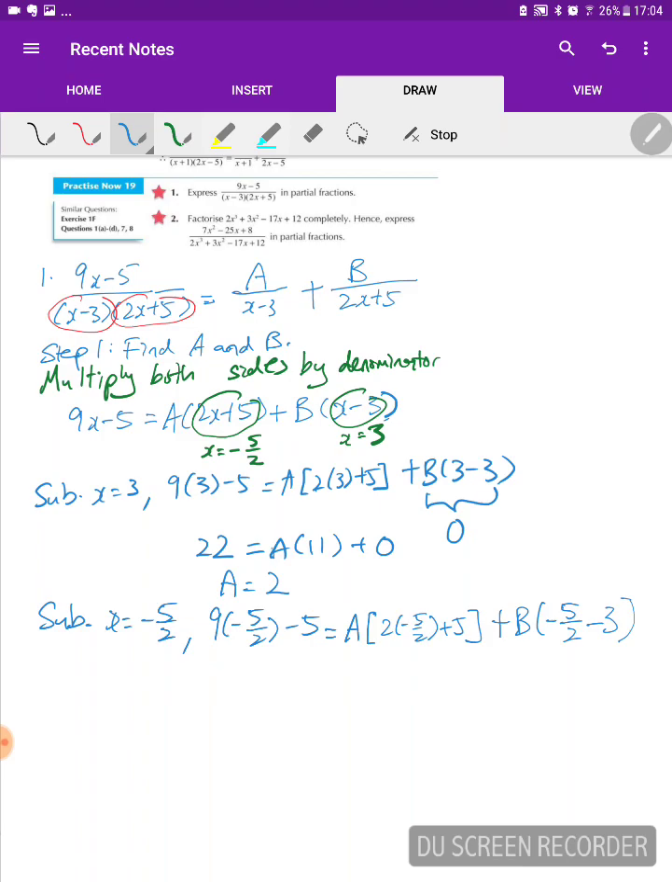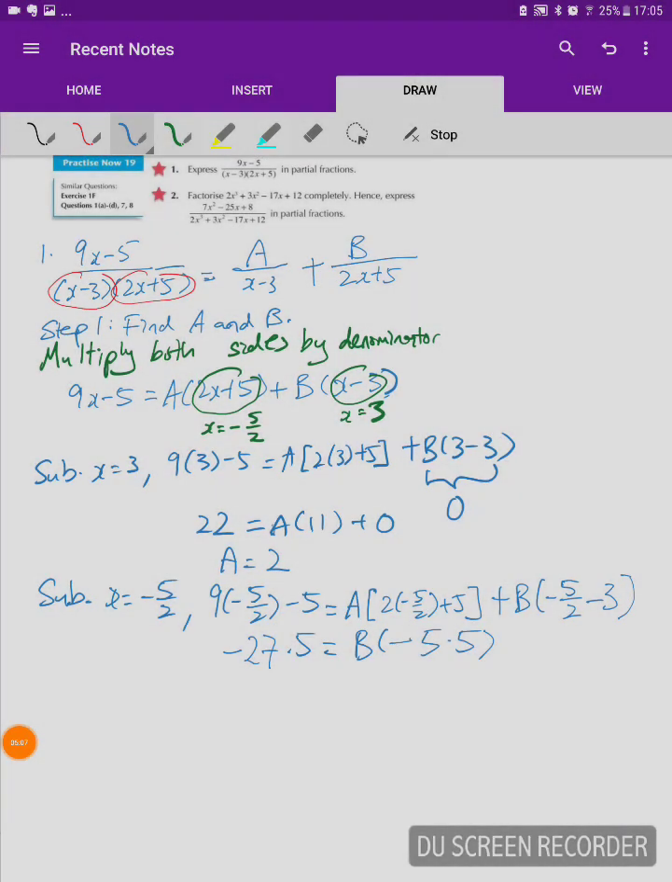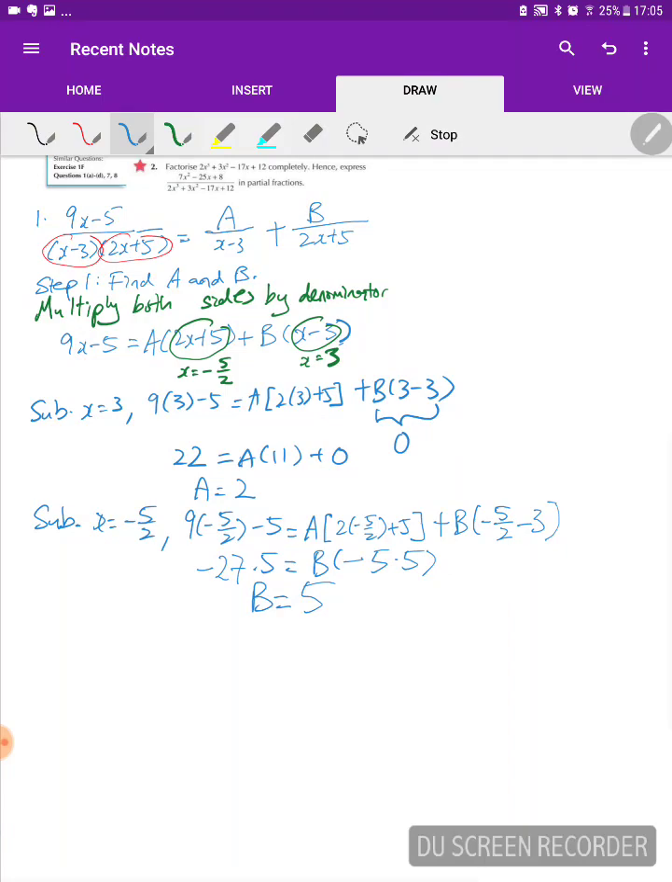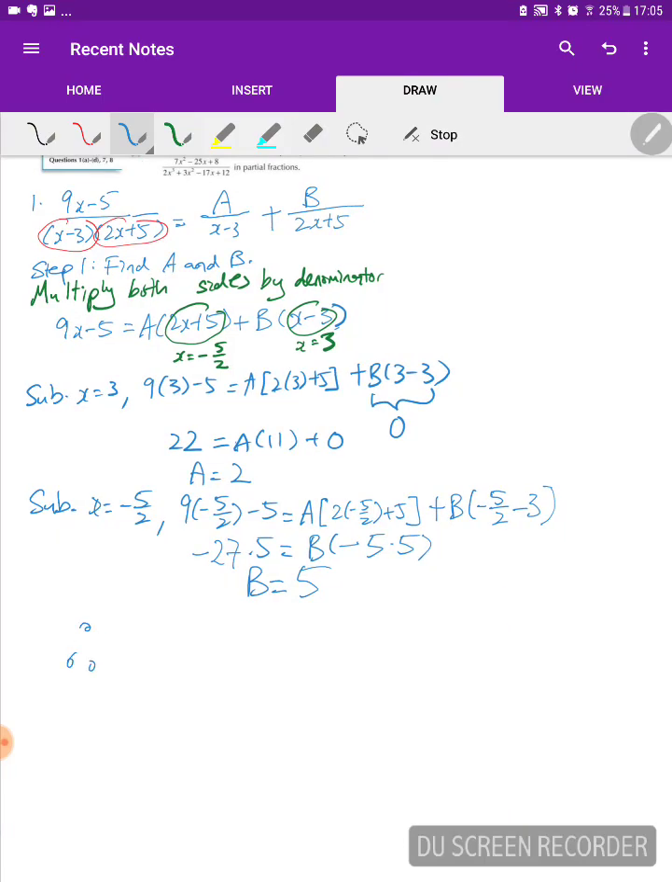So this will give me, okay, so I'll have this, and then when I evaluate, B will give me 5. So now I have A and B, so that's not the final answer yet. So I need to split that into partial fraction.